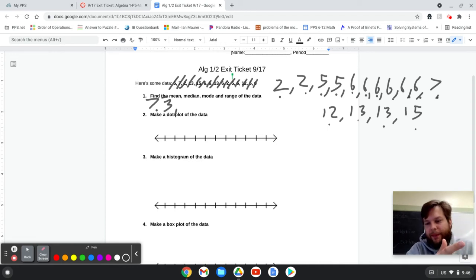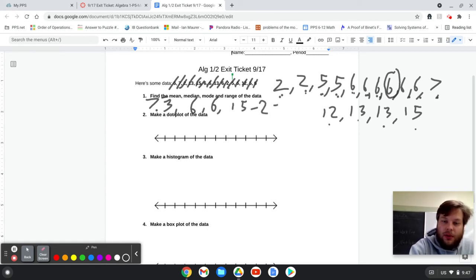If there's 15 numbers, that means the midway point is going to be the 8th number in the list. That'll give you 7 numbers on each side. So if we count to the 8th number, 1, 2, 3, 4, 5, 6, 7, 8, it is this 6 right here. There are 7 numbers on the left side of that, and there are 7 numbers on the right side of that. So 6 is my median. 6 is also my mode because it's the most common number. The range is the largest number minus the smallest number, which gives me 13.